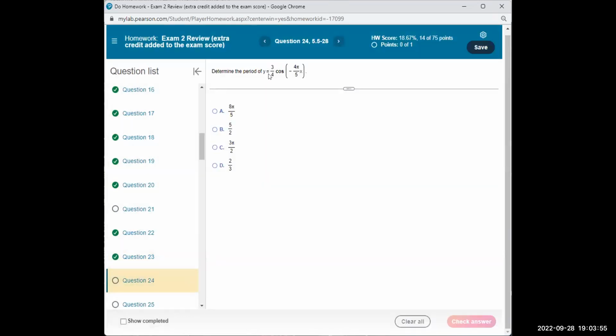Determine the period of 3/4 cosine minus 4 pi over 5x. Okay, so the period is 2 pi for cosine, and we're going to divide by this constant here. So that's going to be 2 pi multiplied by negative 5 over 4 pi.